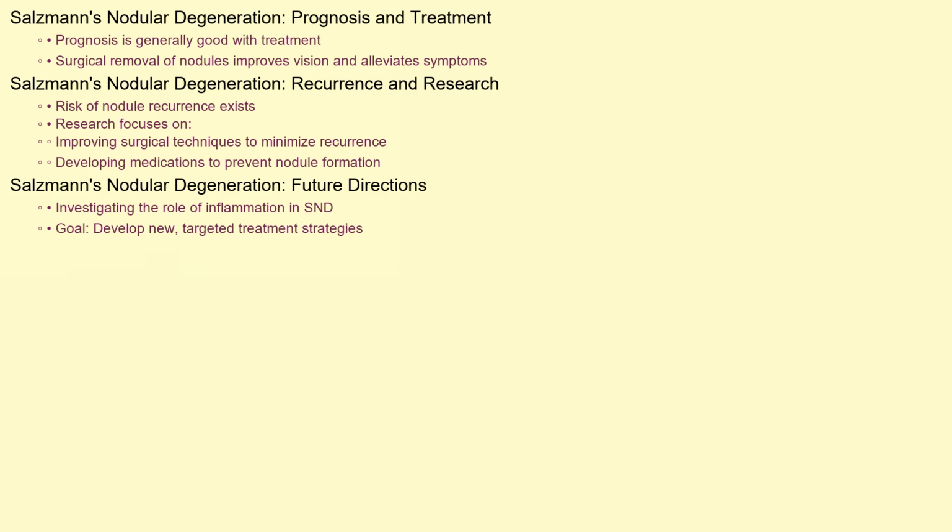Surgical removal of the nodules can often significantly improve vision and alleviate symptoms. However, there is a risk of recurrence, meaning the nodules can sometimes grow back. Recent research has focused on improving surgical techniques to minimize recurrence and developing new medications to prevent the formation of nodules in the first place. Ongoing studies are also investigating the role of inflammation and other factors in the pathogenesis of S&D, which could lead to new and more targeted treatment strategies in the future.